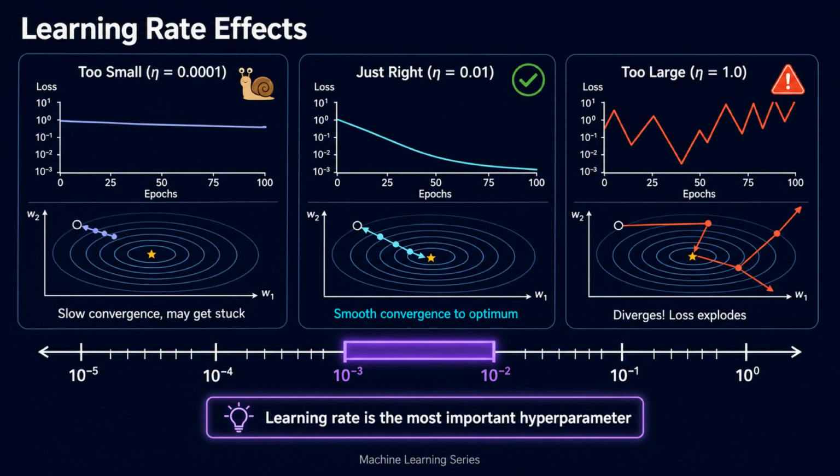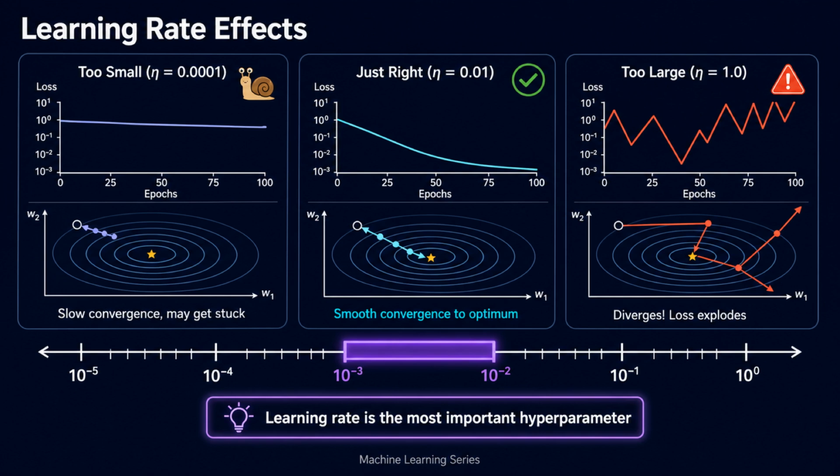The learning rate is perhaps the most important hyperparameter in neural network training. If the learning rate is too small, training converges extremely slowly, taking many epochs to reach a good solution. If the learning rate is too large, the updates overshoot the minimum, causing the loss to oscillate or even diverge to infinity. A well-chosen learning rate produces a smooth, steady decrease in the loss function.